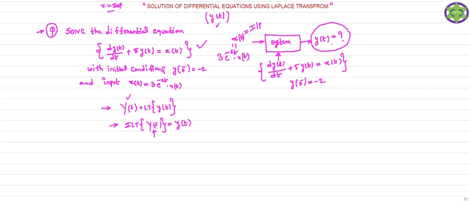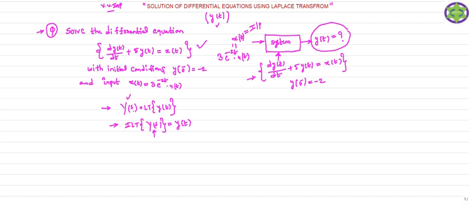Our objective is to find the response of the LTI system. The system is described with the help of the differential equation, and it is fed with an input x of t. Using this data I want to find y of t, the response of the system. To find y of t, the first thing is to find capital Y of s using your input and the differential equation.